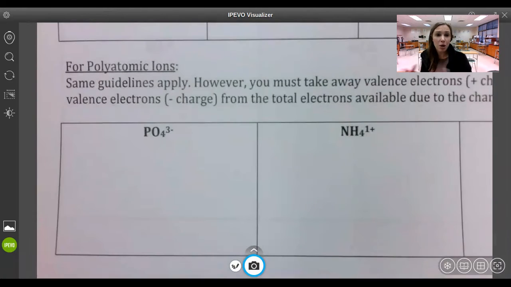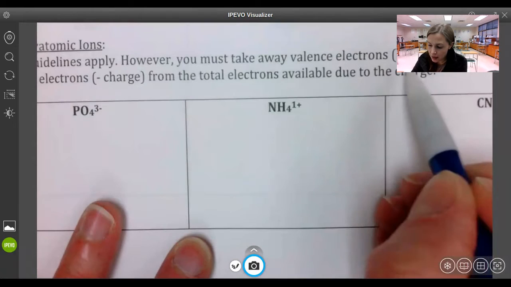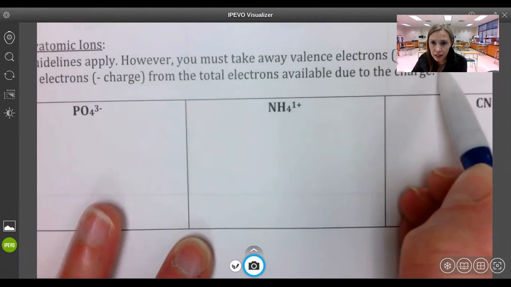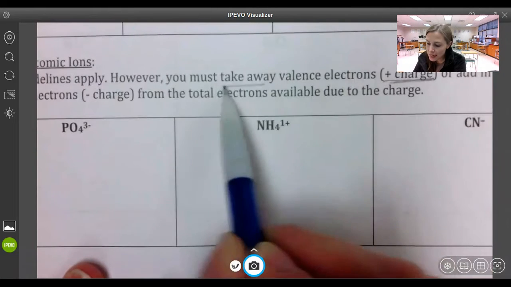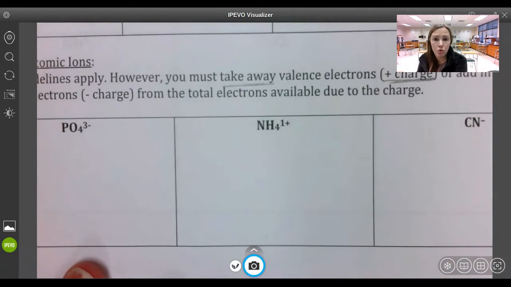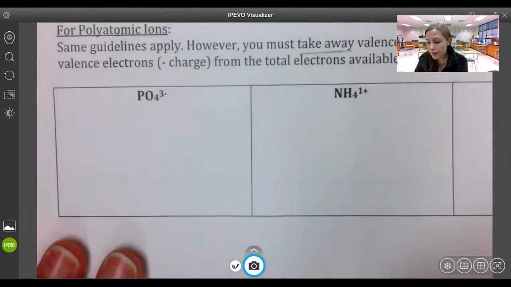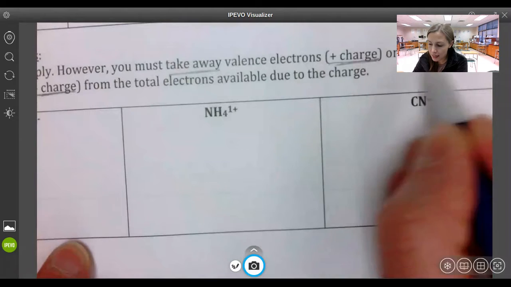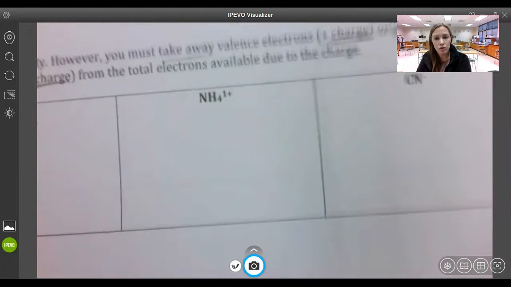All right, so this is part 2 where I'm just going to focus on our polyatomic ions. They're going to follow the same guidelines as I went over for the molecules that follow the octet rule. The only difference here is that if we have an ion that has a positive charge, indicating that it has lost electrons, we're going to take away from our total valence electrons that we're going to add up. And in the opposite manner, if we have a negative charged ion, I'm going to be adding in electrons to account for the charge.